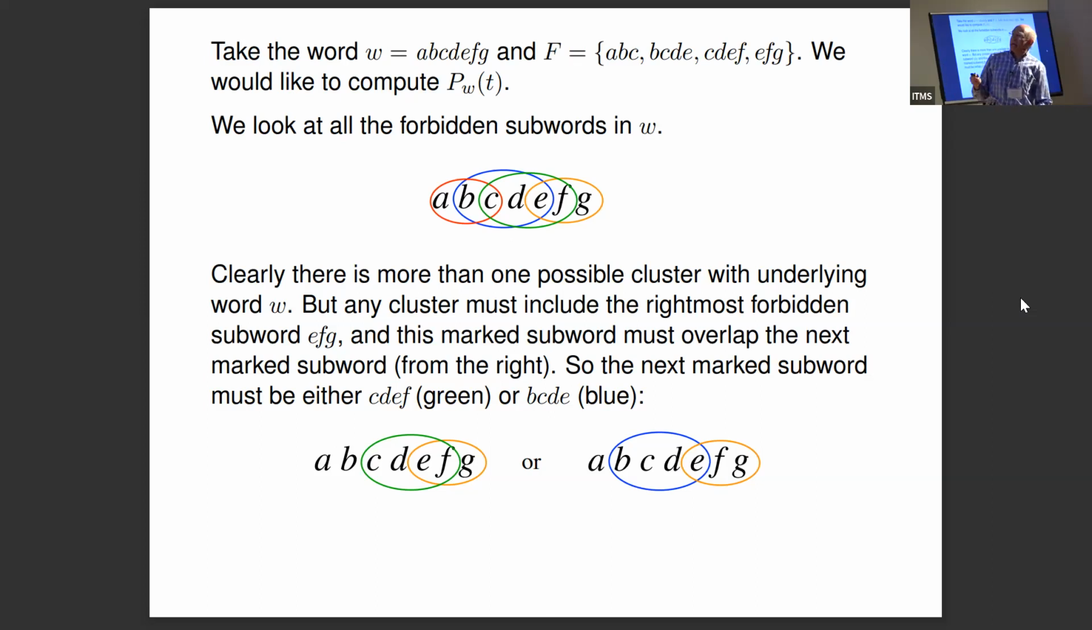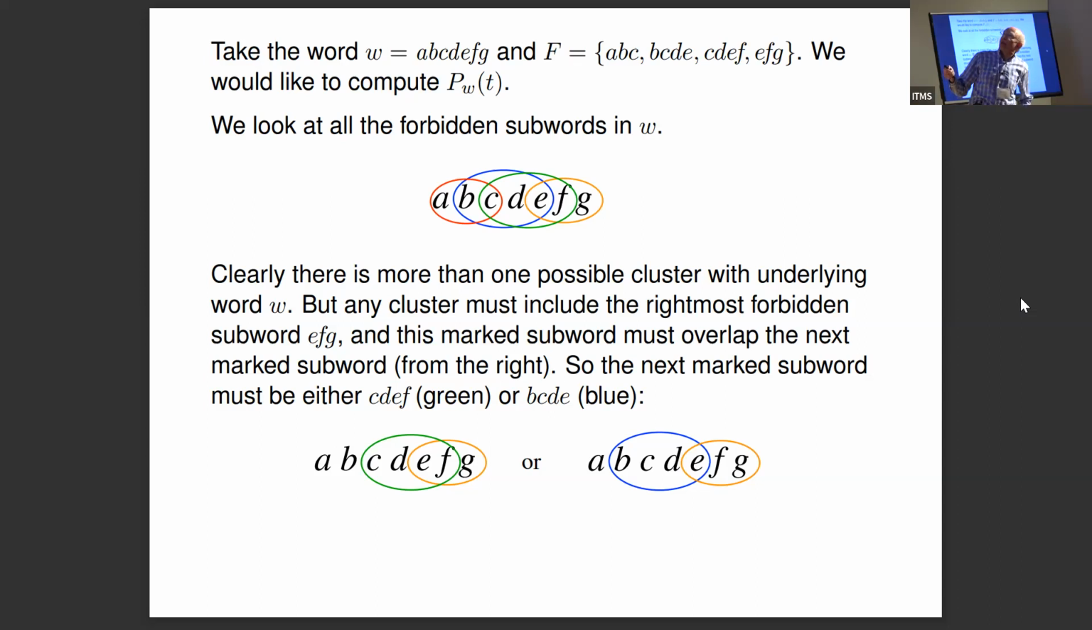And then if we're in this case, if you remove the G and remove the orange oval, what you have to have left is a cluster on A, B, C, D, E, F, which automatically has to contain this green marked word. Or in the other case, you'll have to have a cluster on A, B, C, D, E, and that'll automatically contain this blue marked word. So we get two cases, and then it's easy.